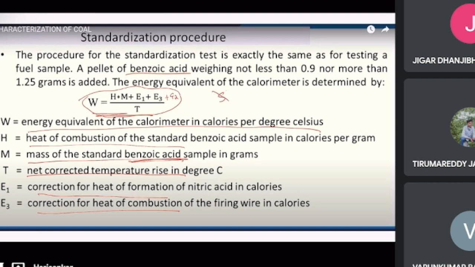Benzoic acid does not have sulfur. There is no sulfur in benzoic acid, right? So there is no formation of sulfuric acid here, and that's why we are not considering E2 here. But in the general formula, it will be H into M plus E1 plus E2 plus E3 by T.